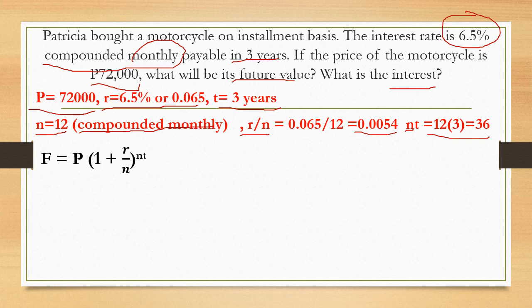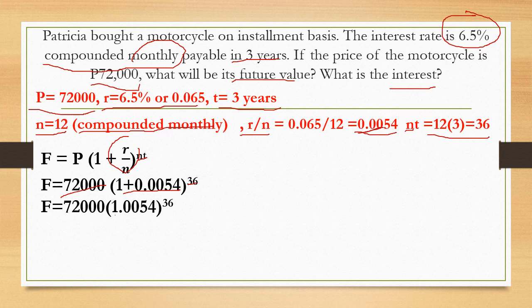Now let us substitute that to our formula. So P is 72,000, 1 plus 0.0054, our R over N is 0.0054 here, raised to 36 from our NT. Next, add these two numbers, 1 plus 0.0054, and we will have 1.0054. So we now have 72,000 times 1.0054 raised to 36. Let us get your calculator. 1.0054 raised to 36 will give us 1.2139. So round off again to 4 decimal places.